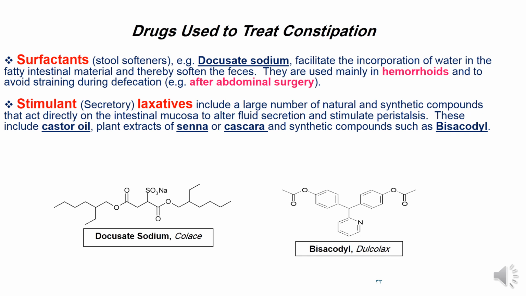Stimulant laxatives could be natural or synthetic. Natural, like castor oil and plant extracts of senna or cascara, and could be synthetic compounds like bisacodyl. These are the structures of drugs used to treat constipation: docusate sodium, which is a surfactant, and bisacodyl, which is a stimulant laxative.